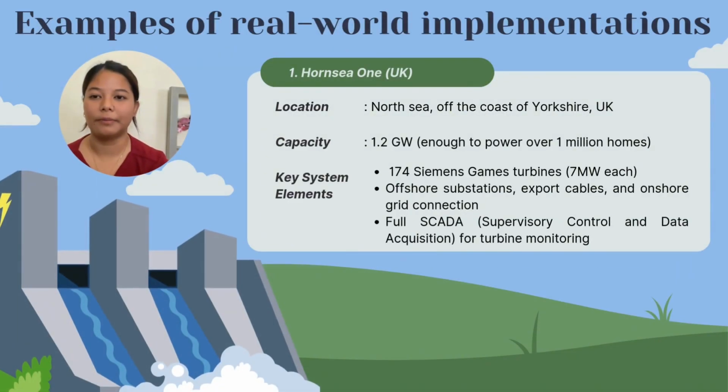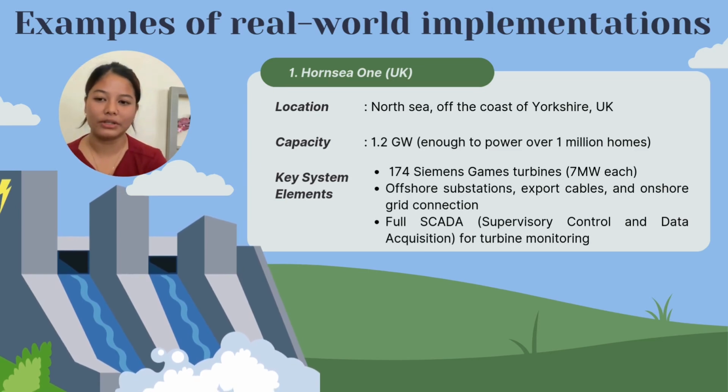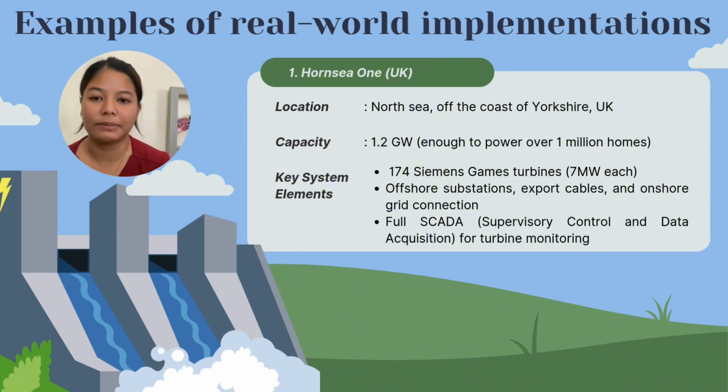So as for my part, there are three top examples of real-world implementation. One of them is currently the world's largest offshore wind farm. It is located in the North Sea off the coast of Yorkshire in the UK. This wind farm uses 174 large turbines, each producing 7 megawatts with a total capacity of 1.2 gigawatts, enough to power over a million homes.